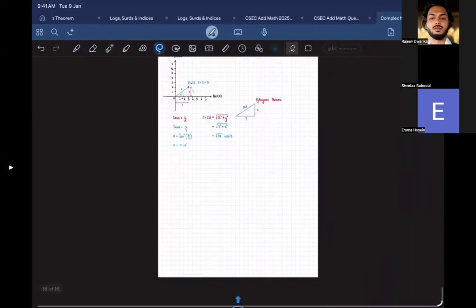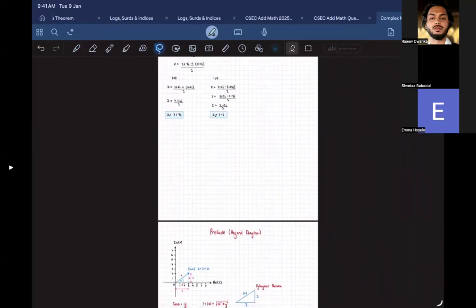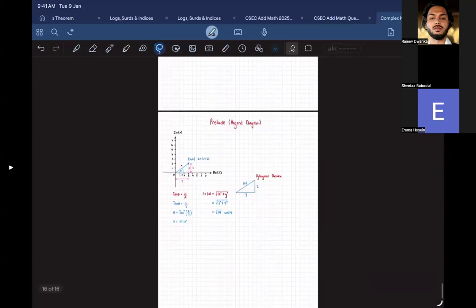Cool. So let me move on to Argand diagrams one time. I'll finish at 9, 10. Just want to show you guys what our Argand diagram is.